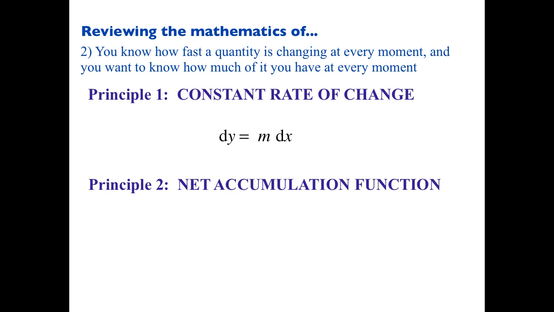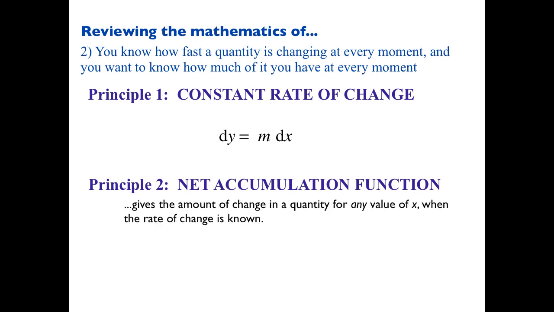Okay, principle 2 was the net accumulation function. It gave the amount of change in a quantity for any value of x when the rate of change was known. That was principle number 2, the idea of a net accumulation function. So at every moment x, it's the amount of change, or the net accumulation, since you started.